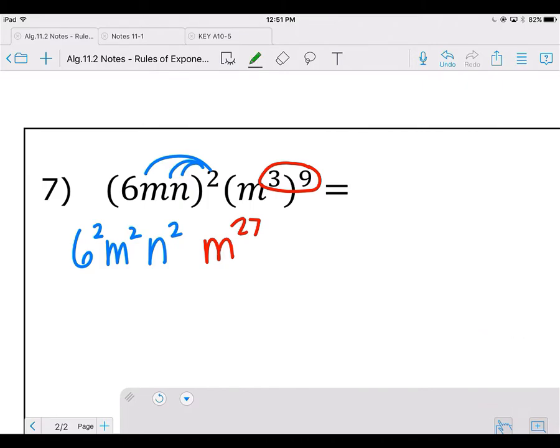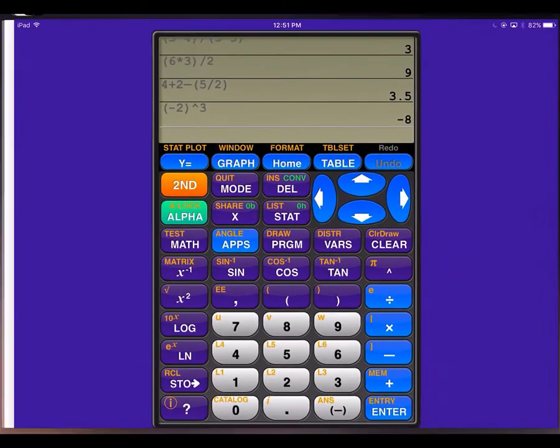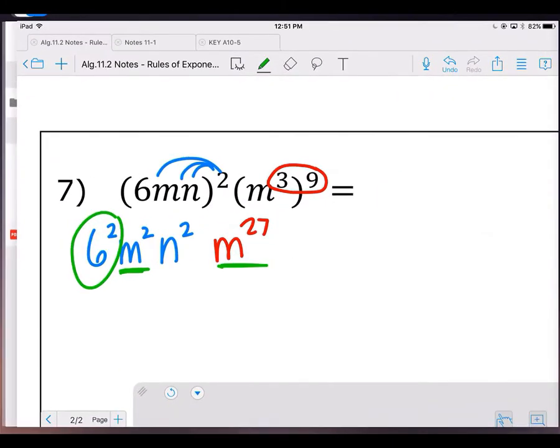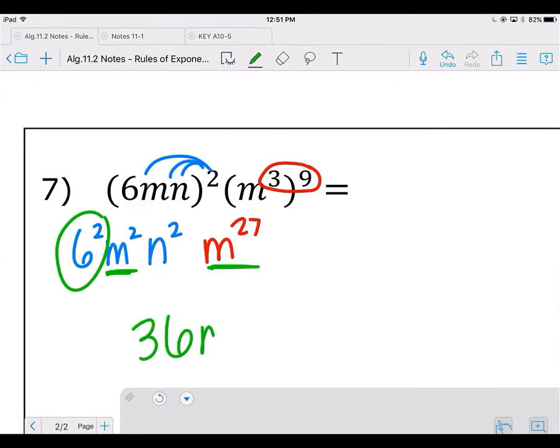Now, I don't have my final answer yet because I have letters that are repeated, so I need to simplify those. I also need to figure out what 6 squared is. So in my calculator, 6 squared is 36. I add these exponents because they are separated. I do not multiply them, I add them. 27 plus 2 is 29. N squared stays the same.